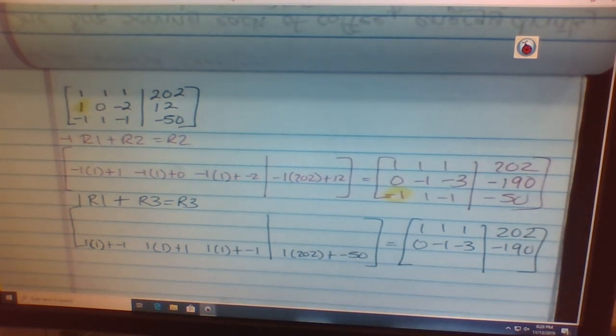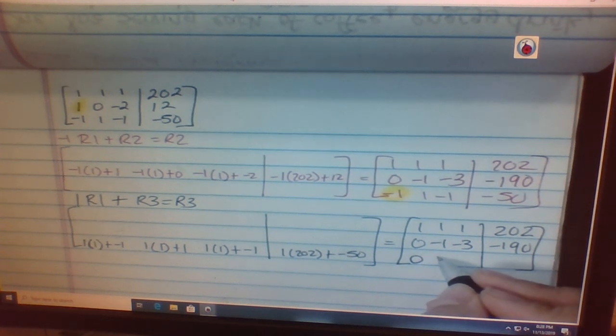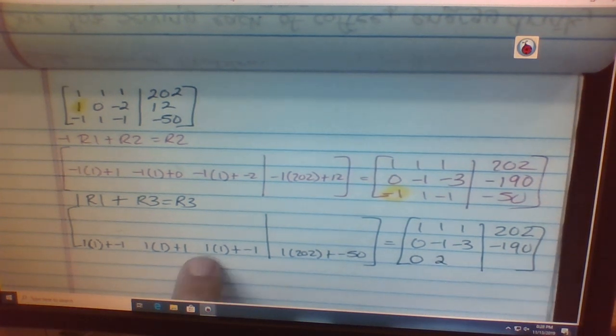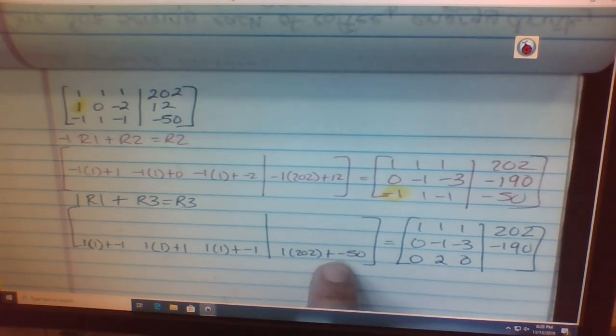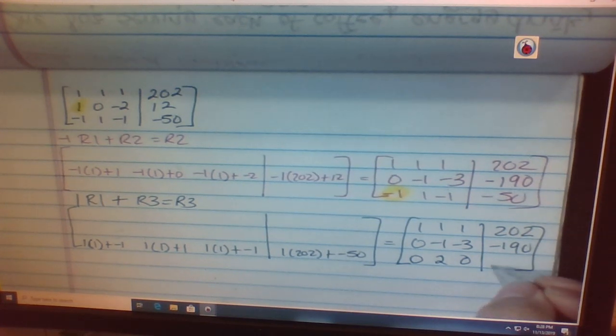1 times 1. Now is it good? Yes. So 1 times 1 plus negative 1 is 0. 1 times 1 plus 1 is 2. 1 times 1 plus a negative 1 is 0. 1 times 202 plus a negative 50 is 152. All right, so I am done with the first column.